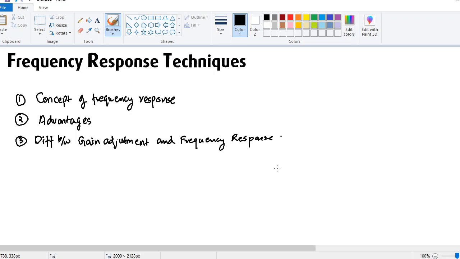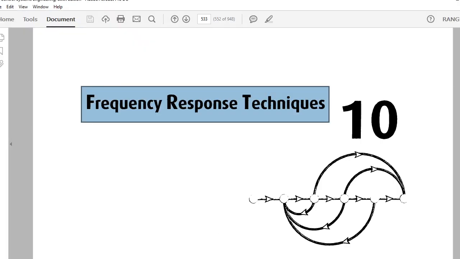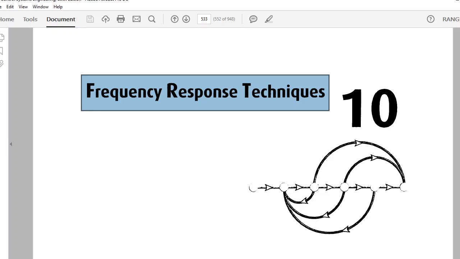Now, today we're going to be looking at the frequency response techniques, and on this, we're going to be specifically focusing on what is the concept behind frequency response, what are its advantages, and what is the difference between your gain adjustment and your frequency adjustment technique. So we'll have a look at this one by one. Now you'll see that the frequency response is in chapter 10 in your textbook.